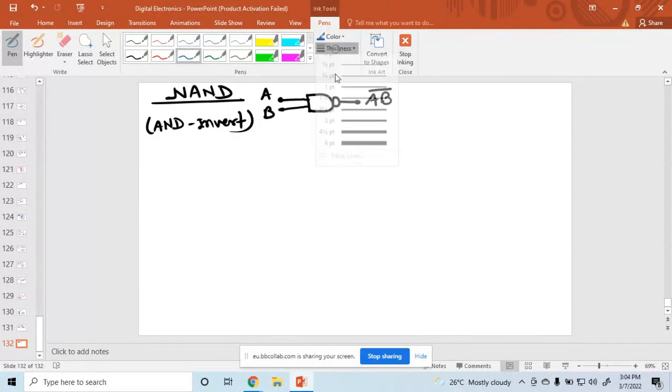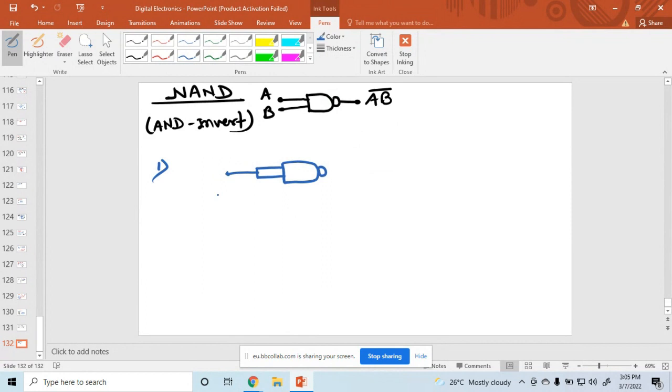Now first, using a NAND, we design a NOT gate. Suppose I am using one NAND gate, and the inputs A and B are shorted, so we apply a single input A. What is the output? The output is A bar. So this works like a NOT gate, because for the NOT gate the input is A and the output is A bar.